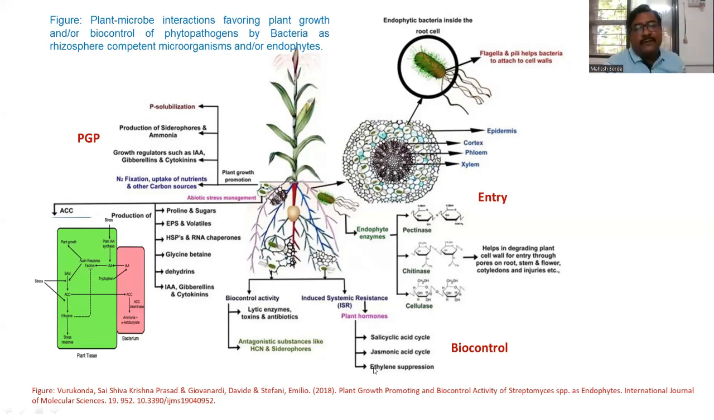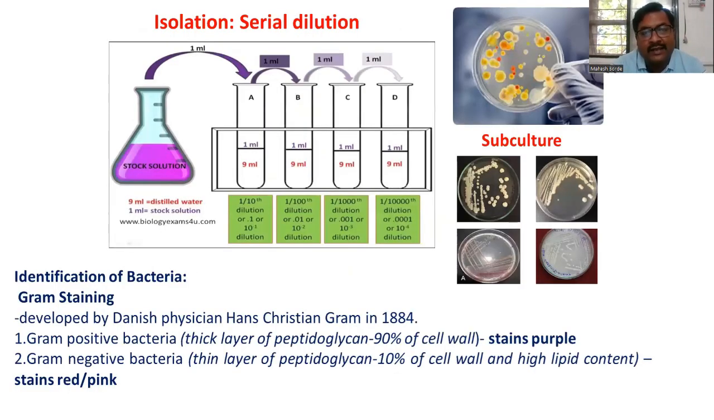So the cumulative effect of these bacteria will be managing the abiotic stress and also managing the biotic stress. So the bacteria have a multifunctional role. Either they are used for plant growth promoting activities or they are also used as a biocontrol strategy. Okay, I'll go through some plant growth promoting activities of bacteria, and how they are isolated.